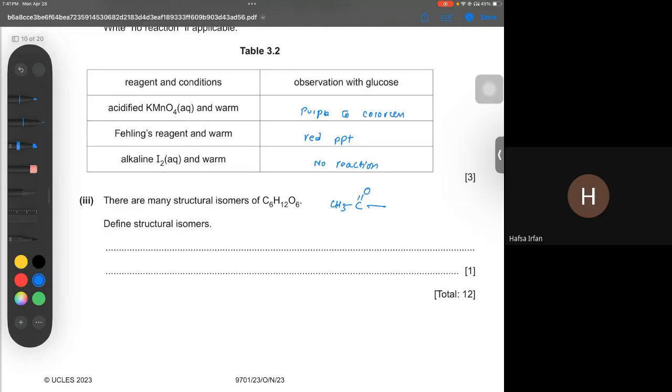Define structural isomers. So I would say that molecules with the same molecular formula but different structural formula.